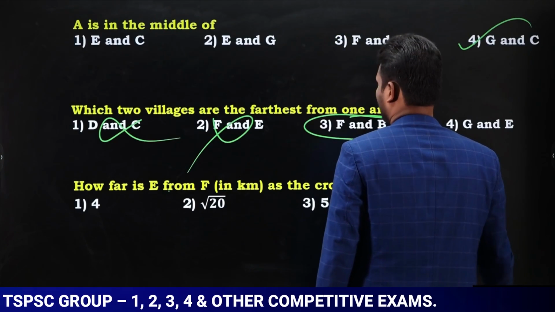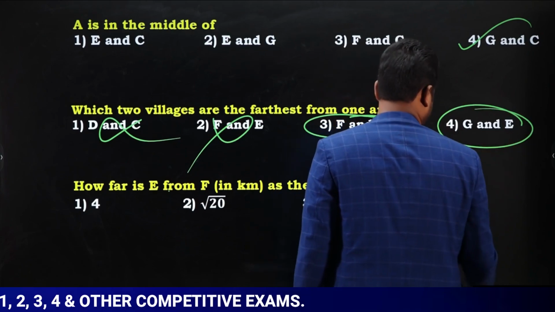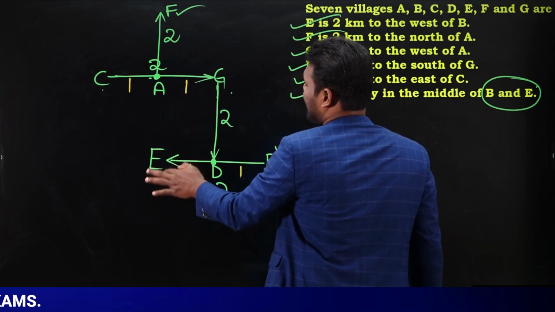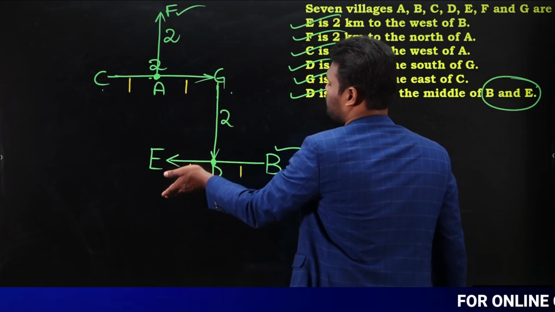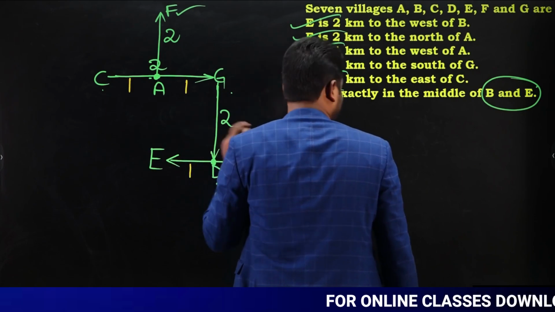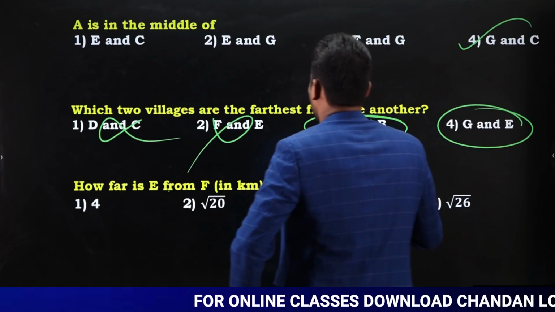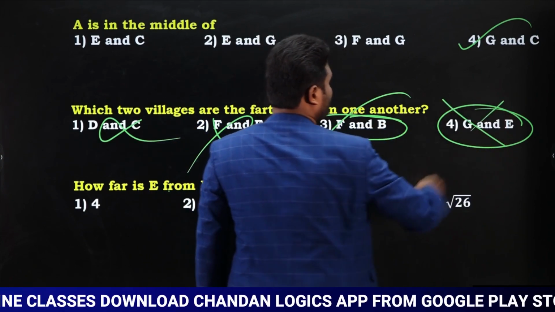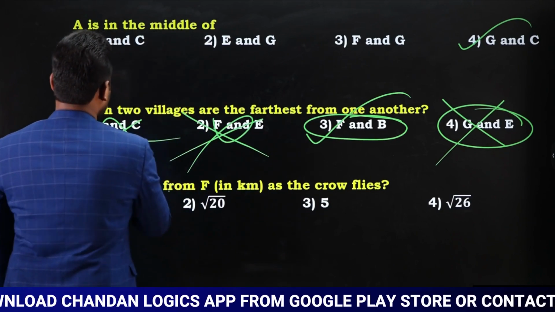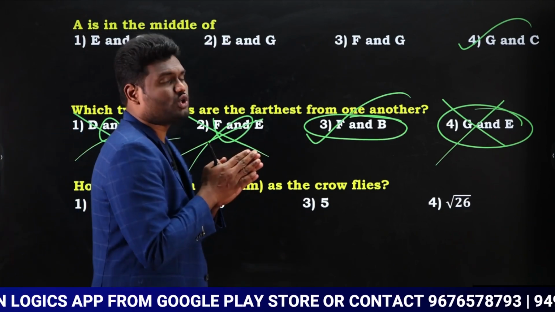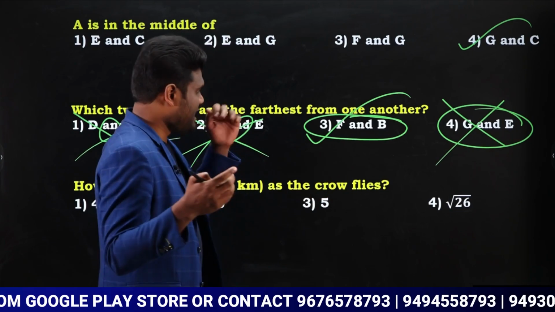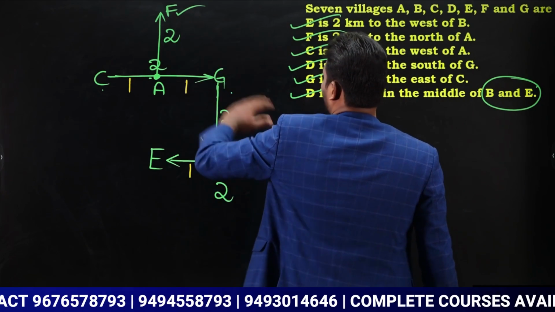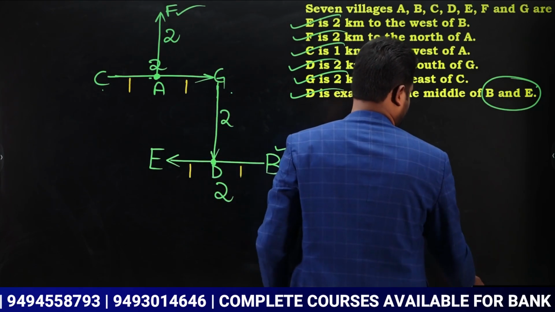Next option is GE. So this is G, this is E. Now obviously, if you observe here, this will be less than 4 only. I mean this is 2 and this is 1. So definitely I can say farthest places means FB is going to be the answer. So fourth option is a wrong answer, second option wrong answer, first option wrong answer. Which two places are far away from each other? FB. So FB are far away from each other. Yes or no? This is F, this is B. So both these places are far away from each other.